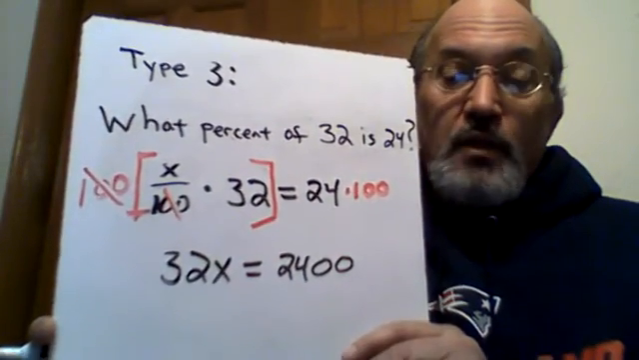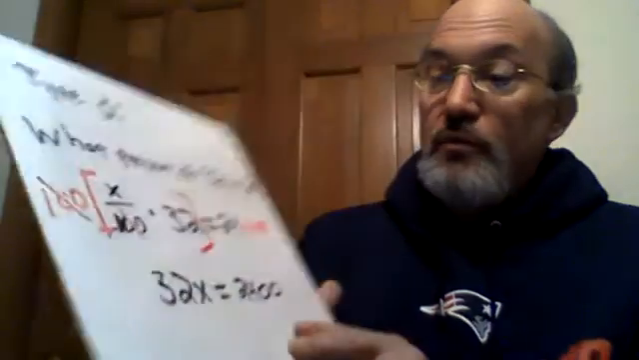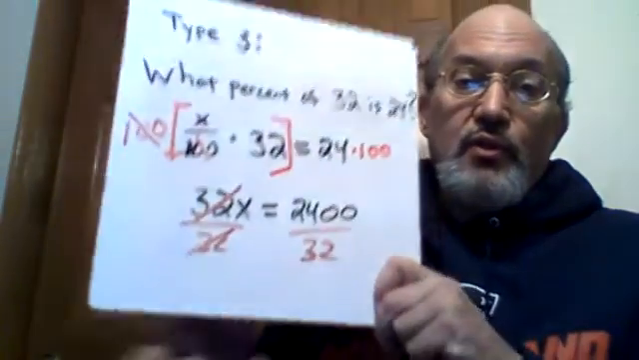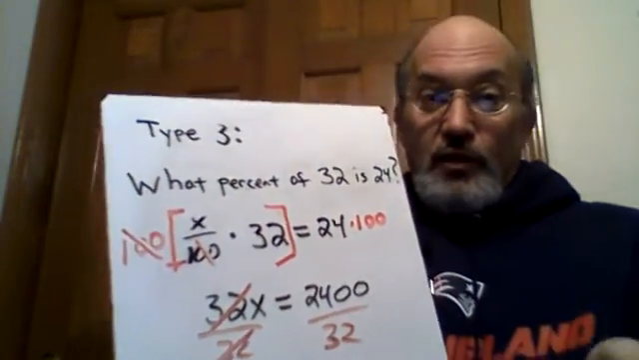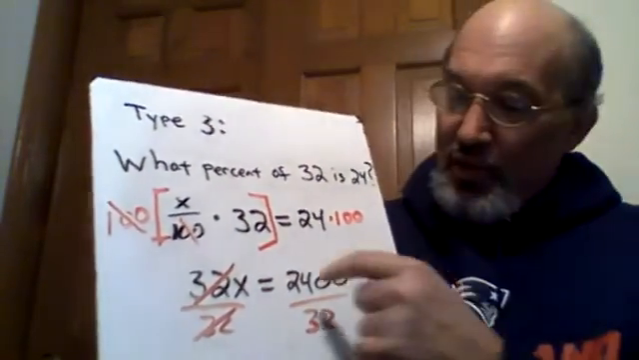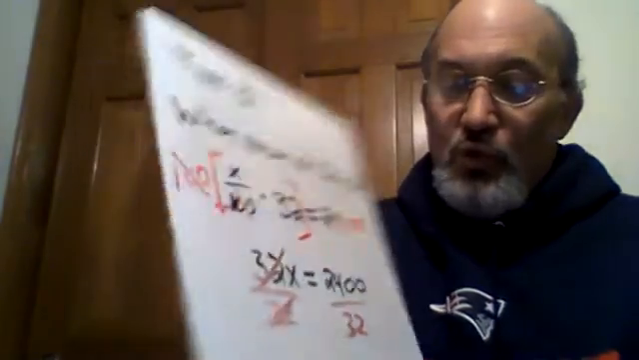Okay? Dividing each side by 32, we get that x is 2400 divided by 32. And I'm not going to do the long division. You can if you'd like to confirm this, but I guarantee you that 2400 divided by 32 will give you 75, which is the answer we were looking for.